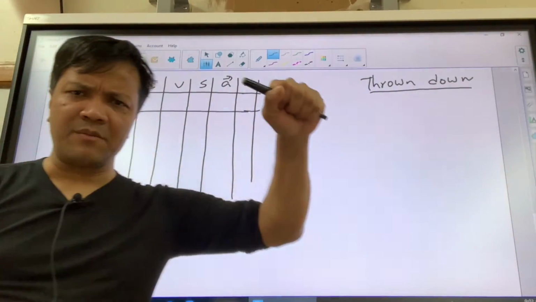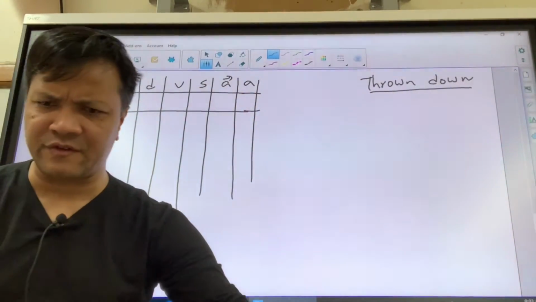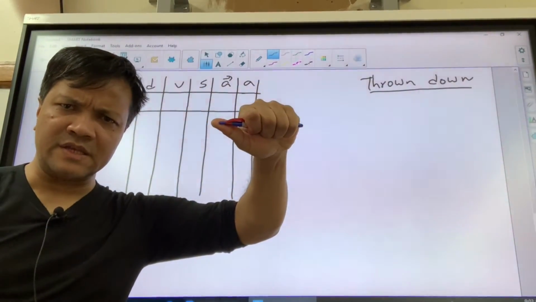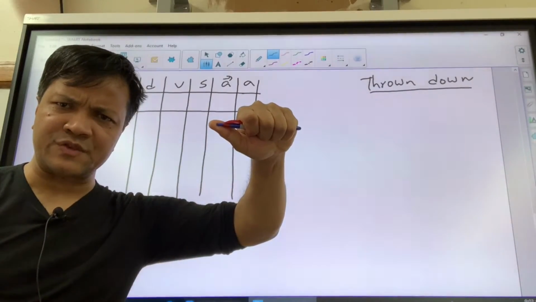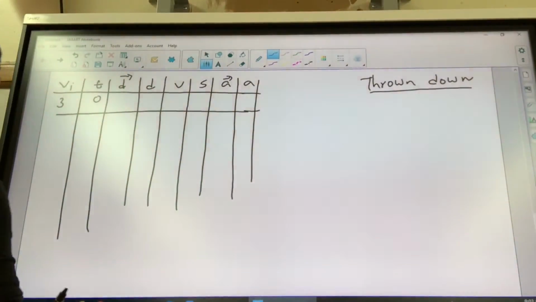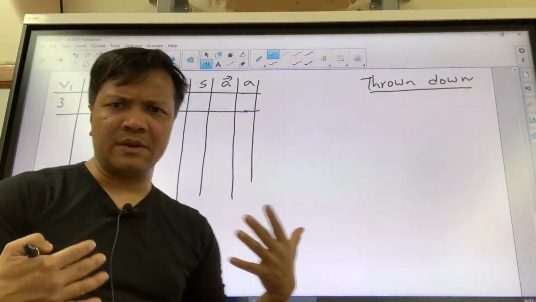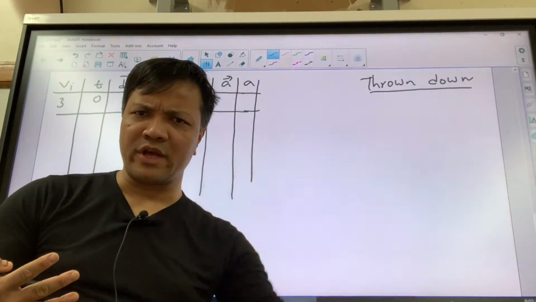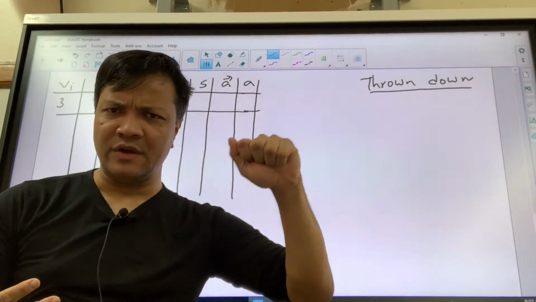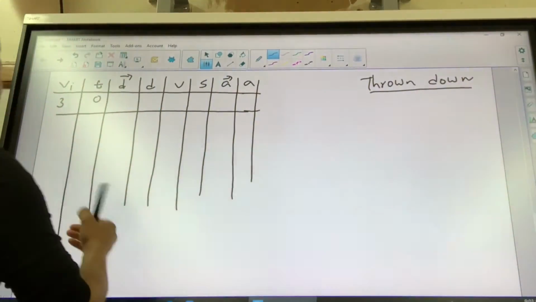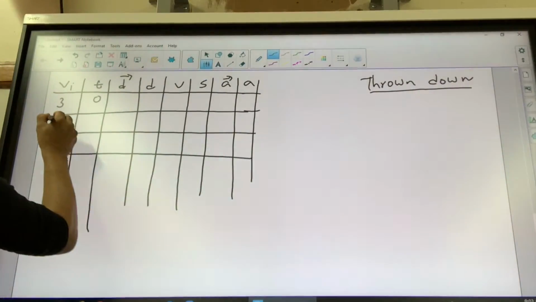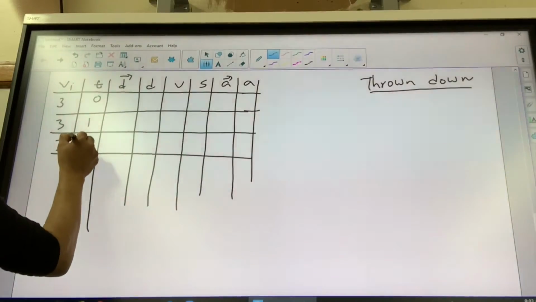That means I'm gonna drop this pen with initial velocity 3 meter per second down. This is what I would do to examine the behavior of a falling body when I apply 3 meter per second down. Alright, so this is 3, 1 second, 2 second.